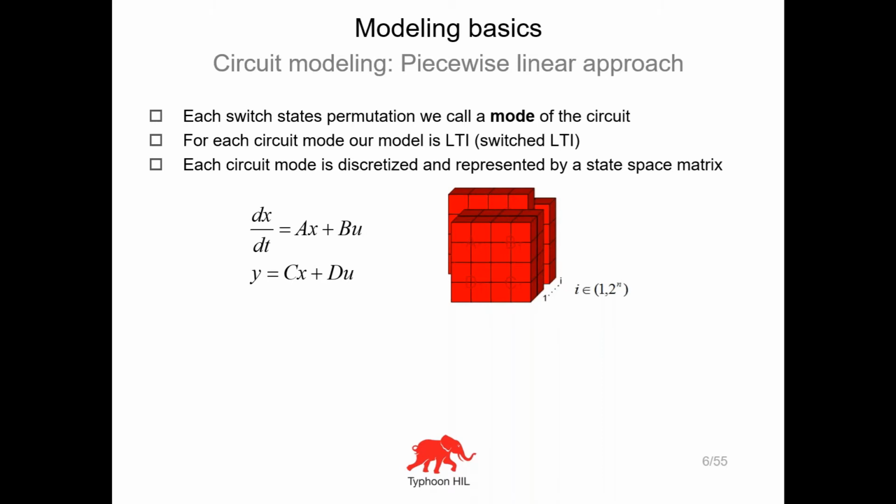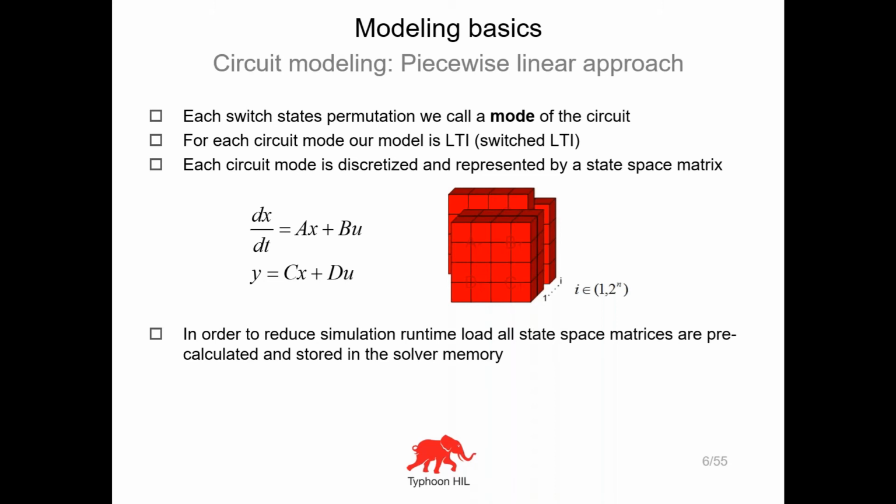So for each switch state permutation, our circuit model is considered to be linear and time invariant. And as the switch permutation changes, so some switches open or closed, we simply switch to another linear and time invariant model. So our circuit is represented by a number of LTI models, we switch among dynamically based on switch states. So each switch permutation we call a mode of the circuit.